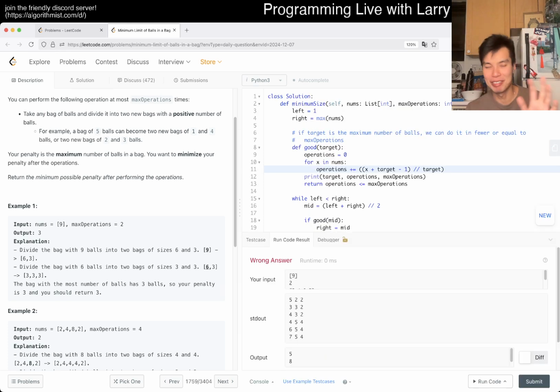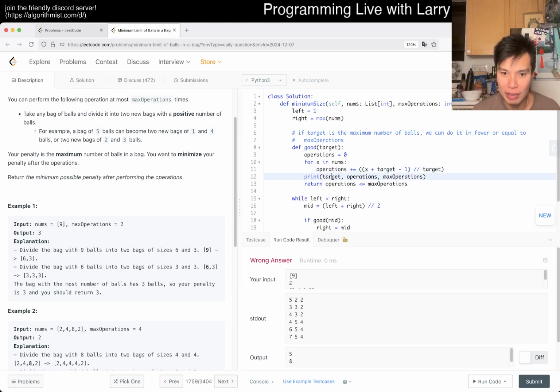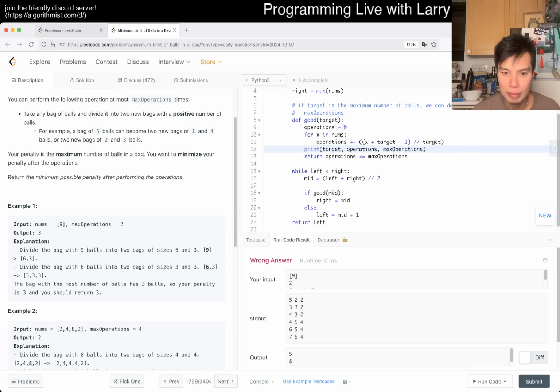I was kind of doing it the other way as an illustration for the viewers at home, and then I just forgot to actually change it to integer division. So that's a little bit silly. Okay, so if you have target of 5, you do 2 operations, and that's good, right? 3. Oh, I'm dumb. Okay.